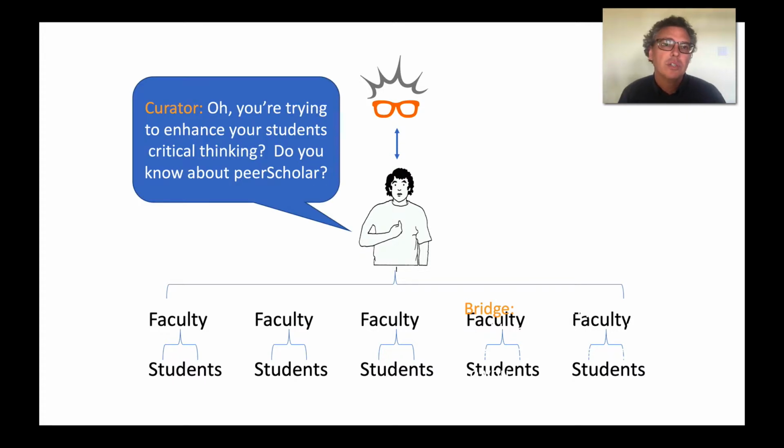So first of all, of course, you are what we see as a curator. You're the person that people come to when they have some issue they're trying to solve in the classroom. So for example, somebody could say, oh, you're trying to enhance your students' critical thinking. Do you know about peerScholar? So if you understand peerScholar well and the sort of learning it provides and the way it provides it, then when people come with these problems, if you see the connection and you say, oh, that's something peerScholar can help with, that's a very important role, connecting faculty with effective educational technologies.